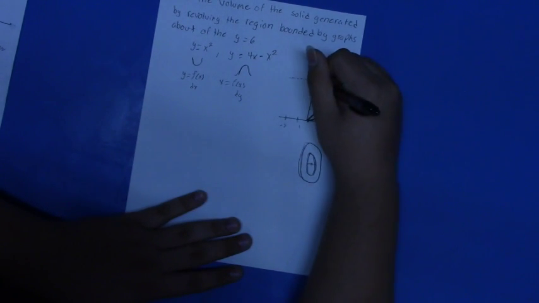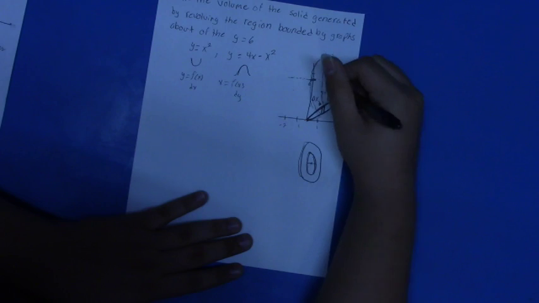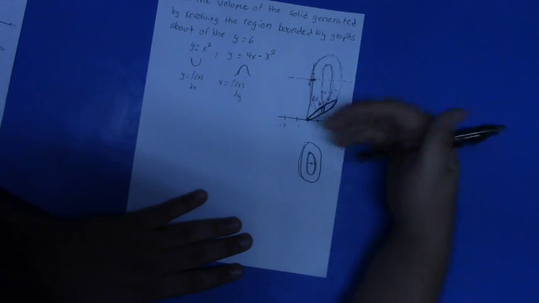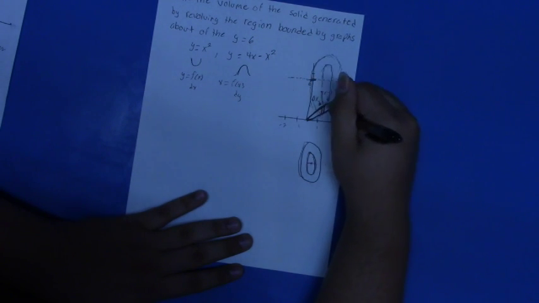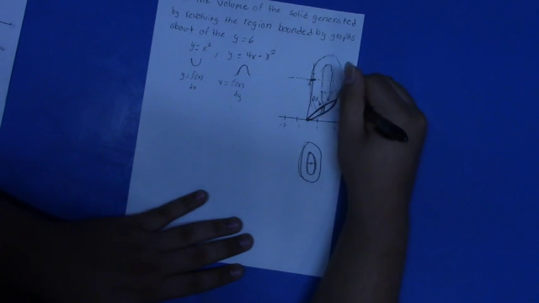We're given that it's rotating around y equals 6. The best way to look for the radius is by getting the total height, the top function minus the bottom. In this case, it's just going to be y equals 6 minus whatever function we want to deal with. So we want to identify this outer radius here.